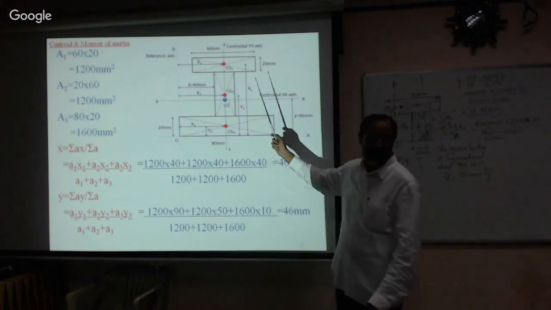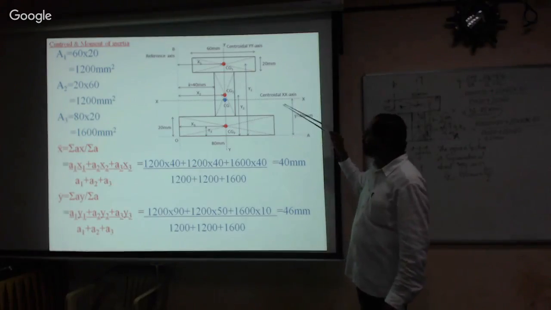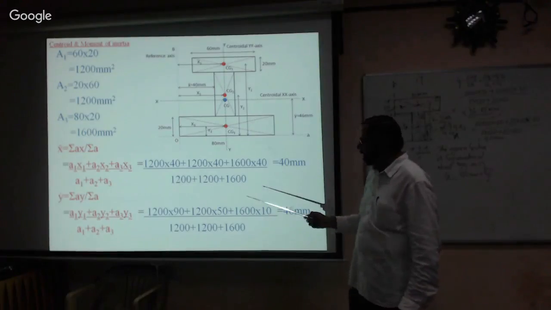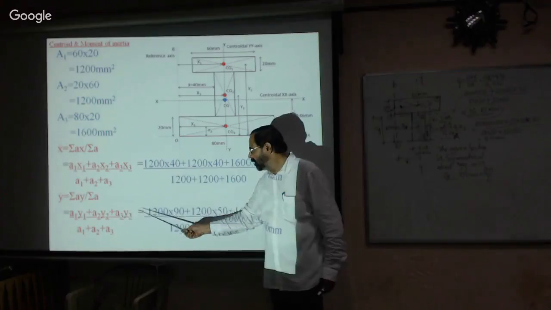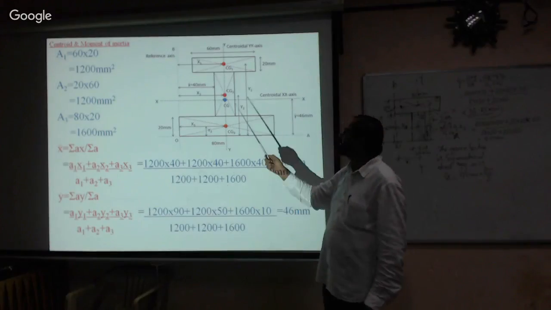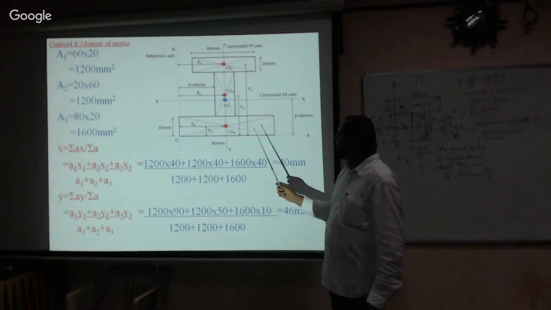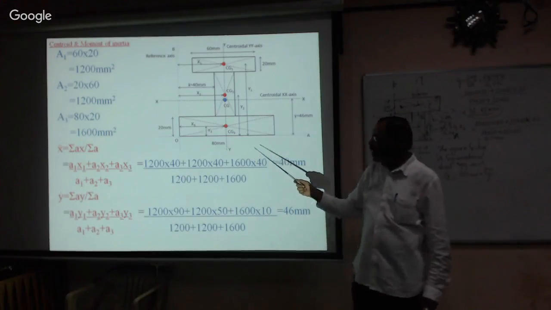Straight away, straight answer, isn't it? So similarly, now this is the Y bar. From here, how do you calculate the Y bar? In a similar manner, it is A1 Y1 plus A2 Y2 plus A3 Y3. A1, area 1, and this is Y1, isn't it? From the reference axis. Remember this?